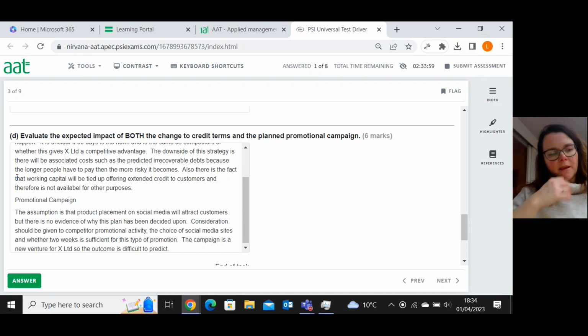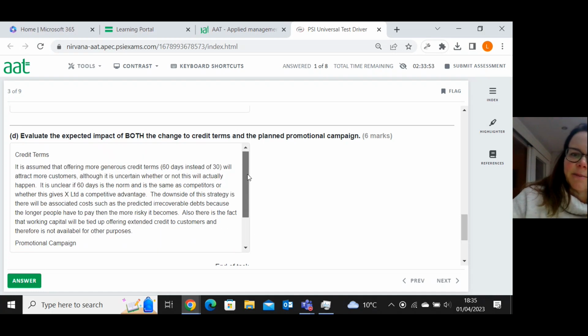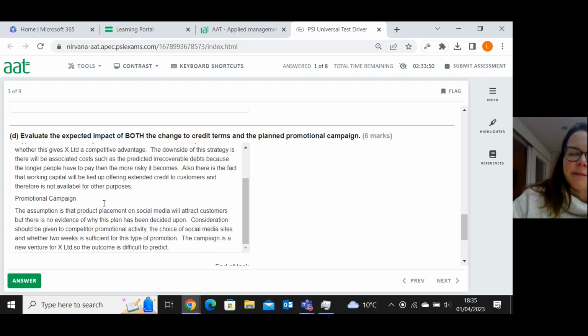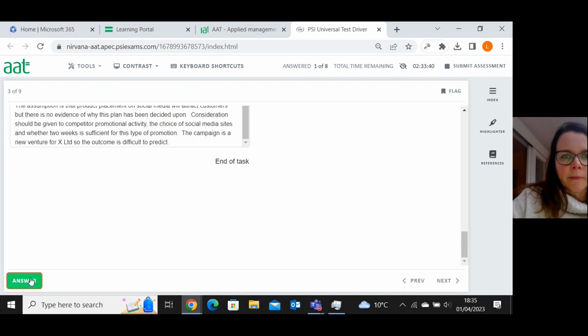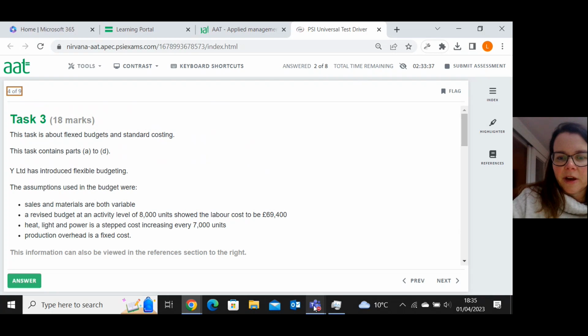Right, so what we're basically doing in these challenge-the-budget-assumption type questions is posing questions, saying it's uncertain, we haven't got the evidence, and just trying to pin it back into the question as much as you can. Okay, so that concludes task 2.